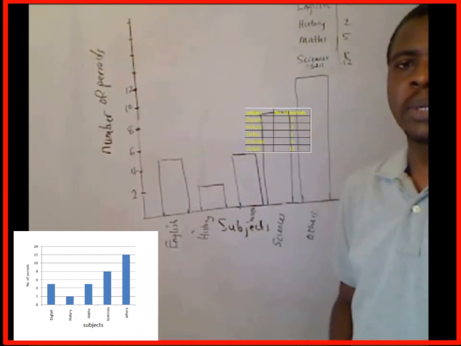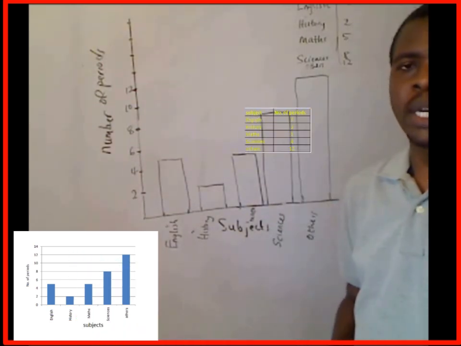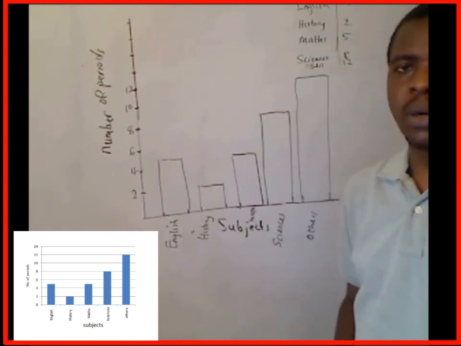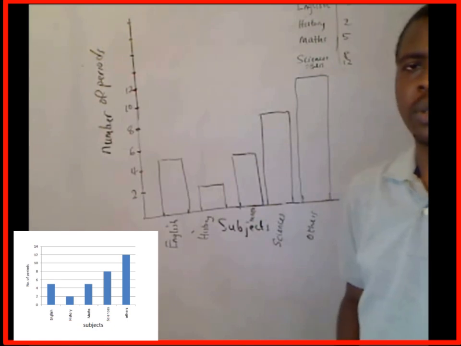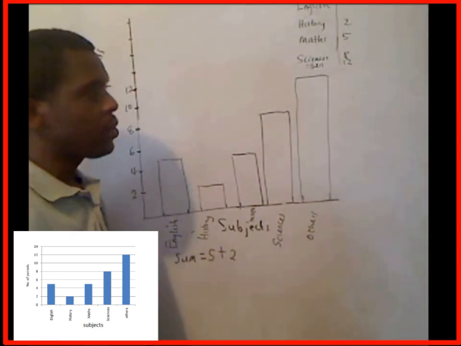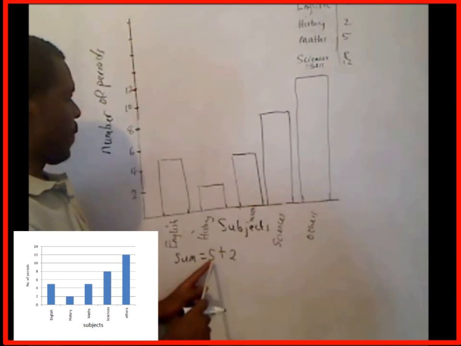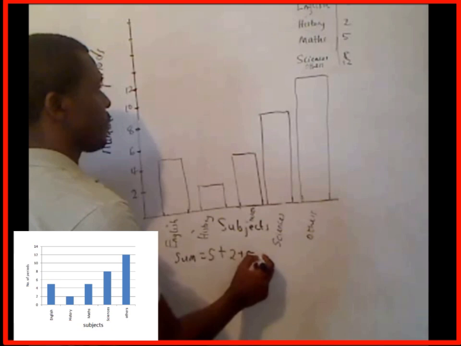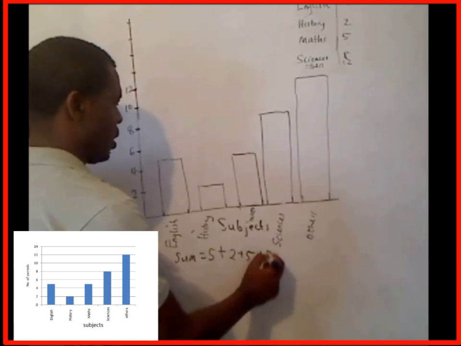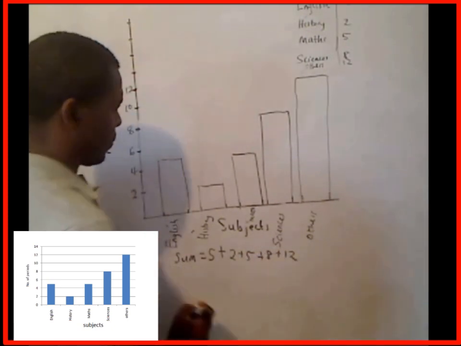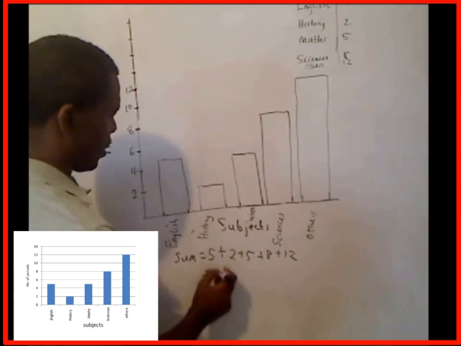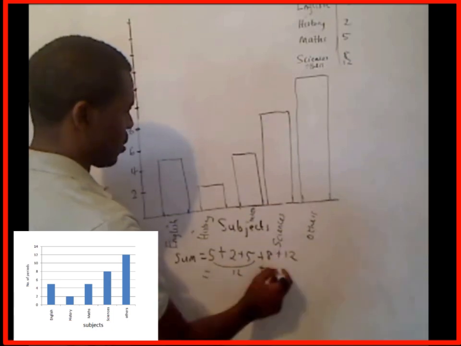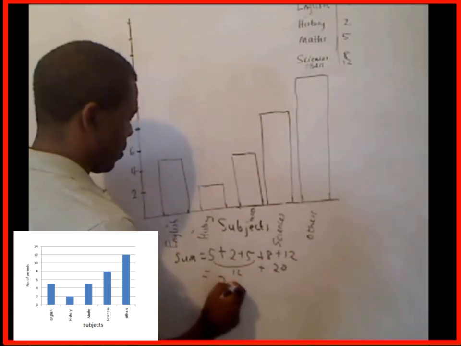So we have been asked to calculate the total number of periods per week in that school. So we can do this by summing all the frequencies or all the number of periods for the different subjects. So this will give us 5 plus 2 plus 5 plus 8 plus 12. So what will this be? Let's simplify this. So this will be 12 plus 20, which will be 32.